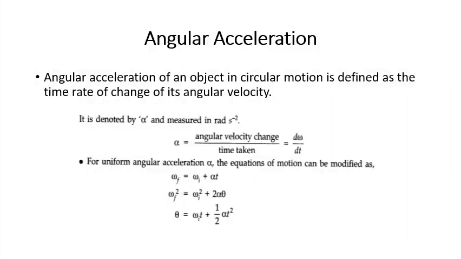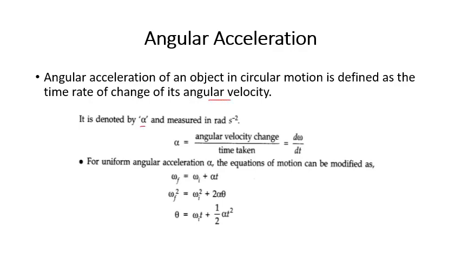Next we'll discuss what is angular acceleration. So let us see the definition, students. Angular acceleration of an object in circular motion is defined as the time rate of change of its angular velocity. So just like your linear motions, in circular motion we are discussing angular displacement, angular velocity and angular acceleration, right? So in a simpler way, what is acceleration? In general form, acceleration is rate of change of velocity. Here we are talking about angular acceleration. So rate of change of angular velocity is known as angular acceleration.